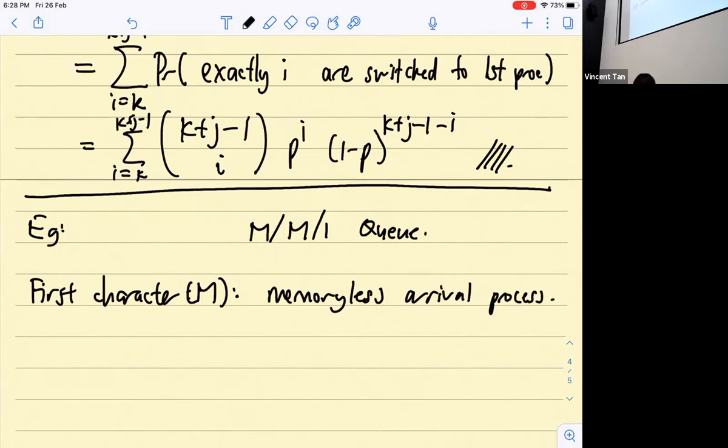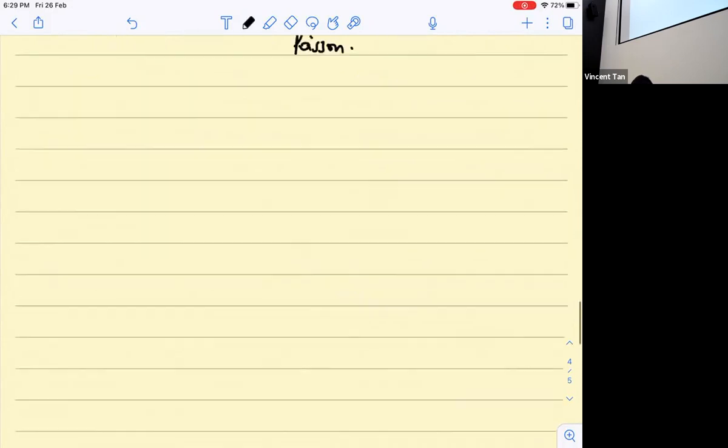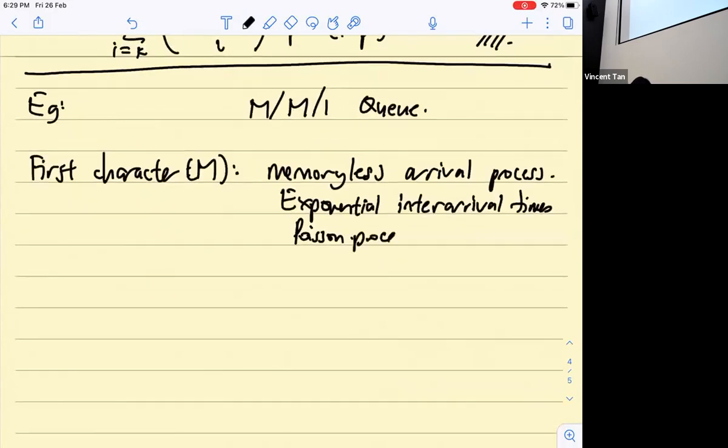If the inter-arrival distribution is exponential, that is a memoryless arrival process. Exponential inter-arrival times means a Poisson process. So here we are basically saying the same thing. Okay, the second character, M, denotes memoryless service time.